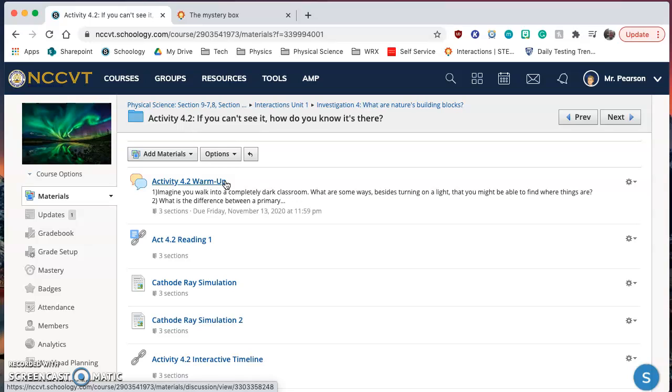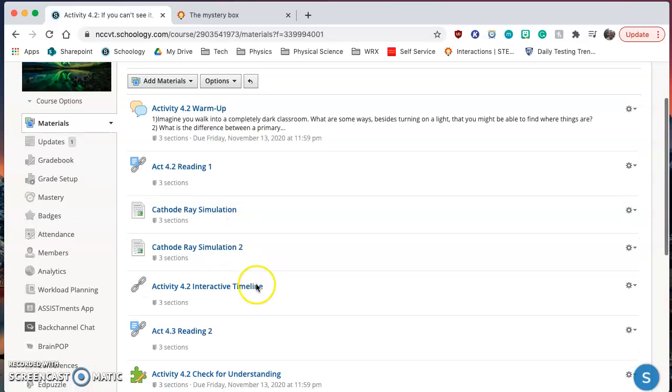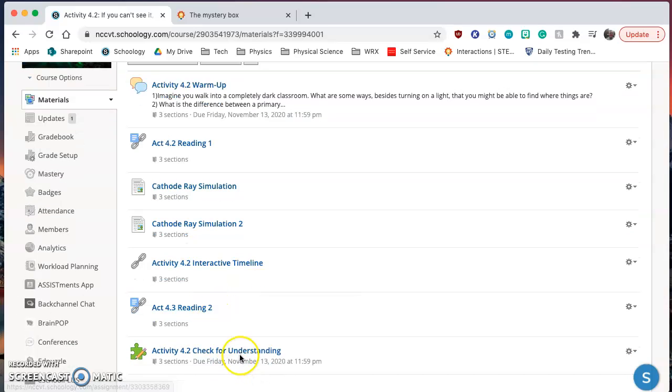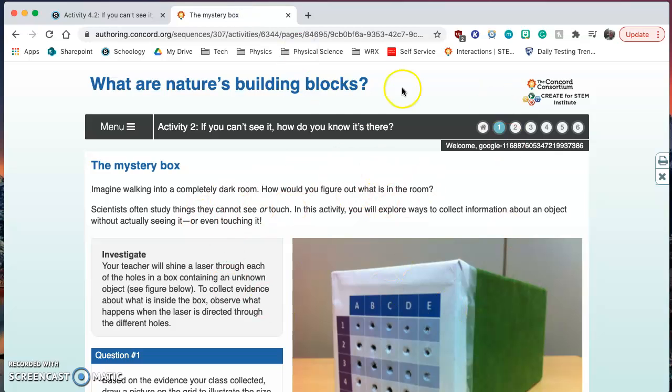Okay, second question, do we know the difference between a primary and a secondary source? Sort of a call to some social studies information you might know. All right, but looking on Schoology here, there's a reading, there's two simulations, another iteration of our interactive timeline. There's actually a second reading here, and then a check for understanding. As always, this is going along with our stuff here on the Interactions website, excuse me.